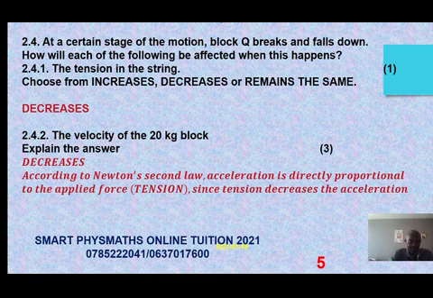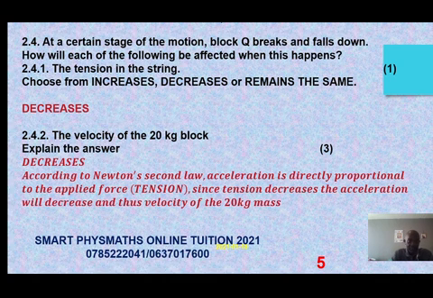What's the explanation here? They're saying that according to Newton's second law, acceleration is directly proportional to the applied force, that is tension in this case. And since the tension decreases, the acceleration will decrease, and thus the velocity of the 20 kilogram mass will also decrease. I hope we are still together.